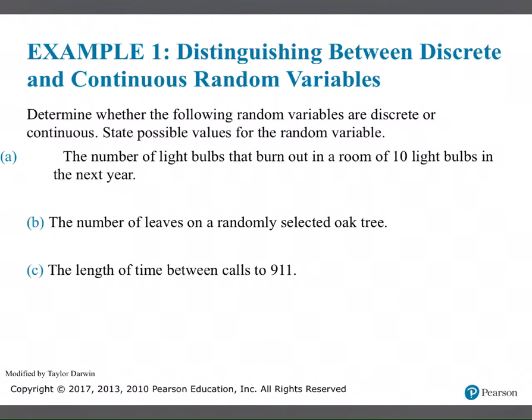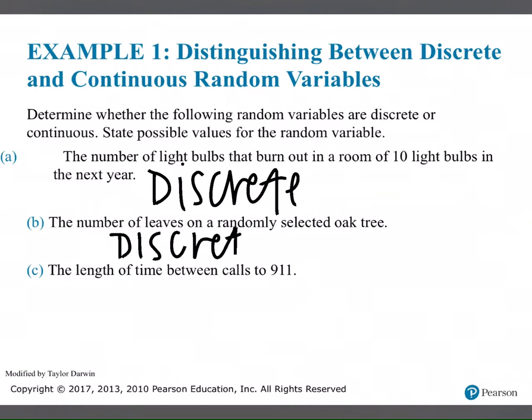A says the number of light bulbs that burn out in a room of 10 light bulbs in the next year. That is discrete because it's either 1 light bulb burned out or 2 or 3, right? We're not going to have 4.56 light bulbs burn out. It either burnt out or it didn't. The number of leaves on a randomly selected oak tree, that's discrete. I can count the number of leaves. And the length of time between calls to 911 is going to be continuous, because that can be very, very specific. I spent 5 minutes, 30 seconds, and 26 milliseconds on the phone with 911.